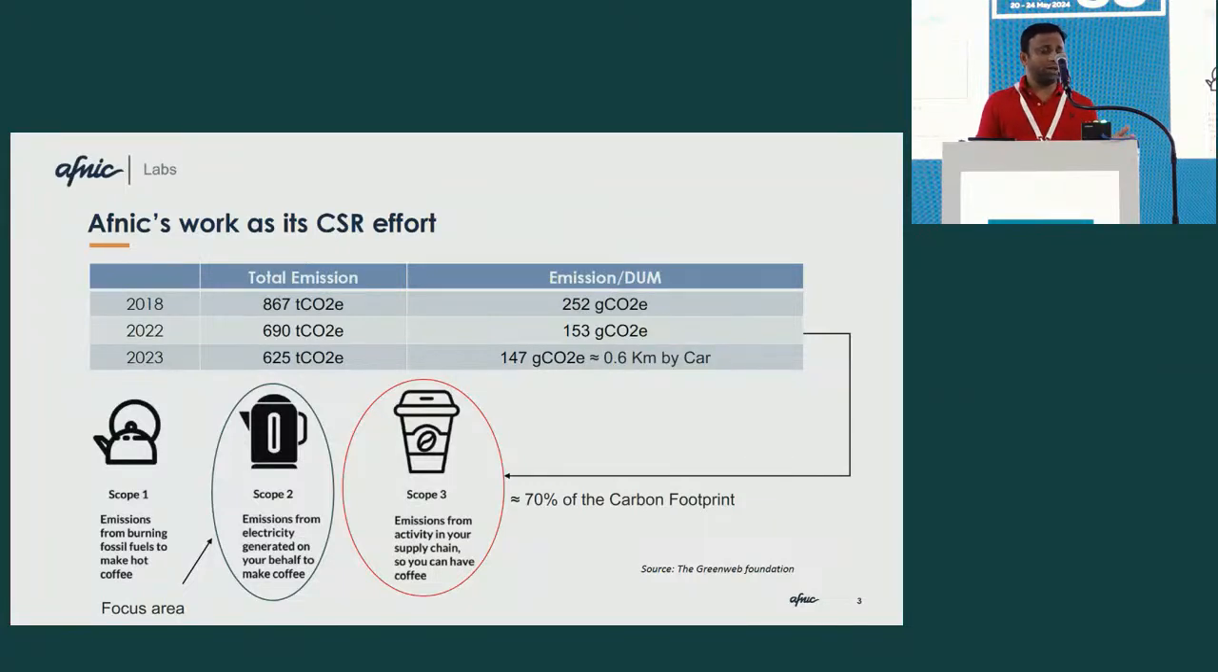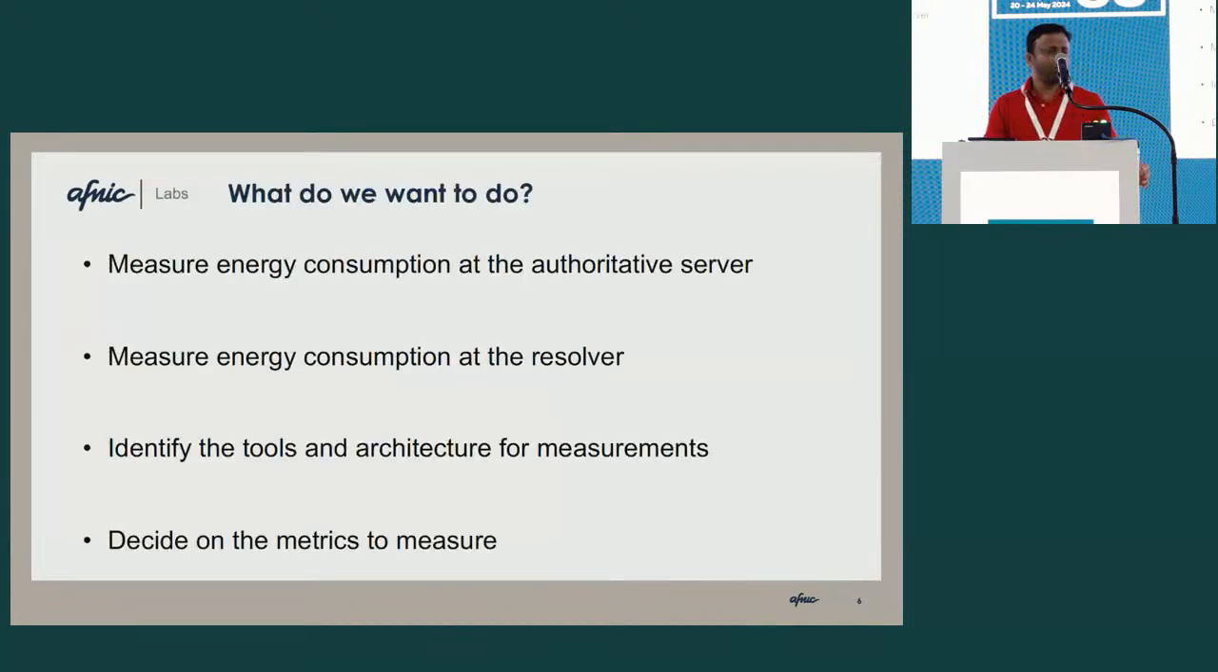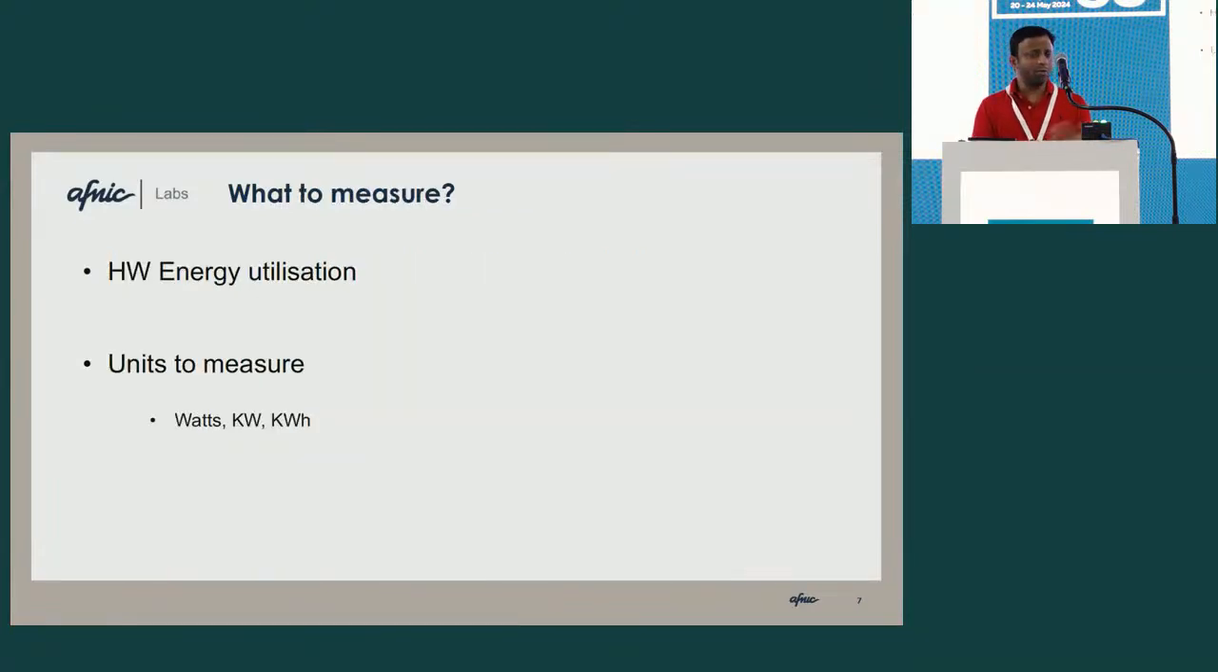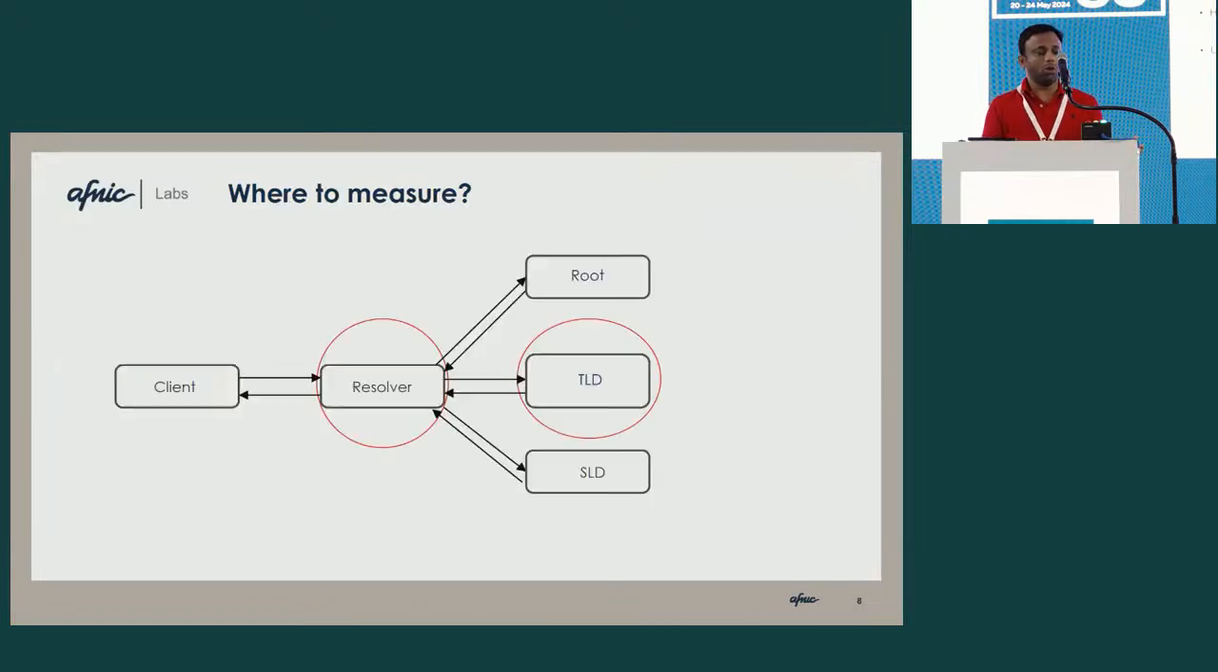So what we want to focus on here is scope 2, that is, how much energy is taken to do a DNS resolution. There are some preliminary measurements that we did. We wanted to measure the energy consumption at the authoritative server and the resolver. We wanted to identify the tools and architectures needed for this because this is a new thing for us, and decide on the metrics to measure. As I said earlier, we focus on scope 2, so it's the electric consumption for a DNS resolution that we wanted to study. The units are watts, kilowatts, and over a period of time, kilowatt hours.